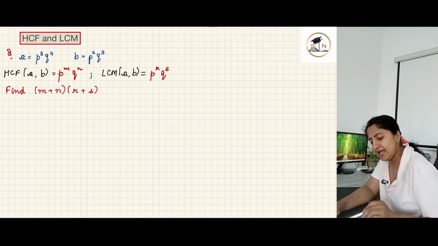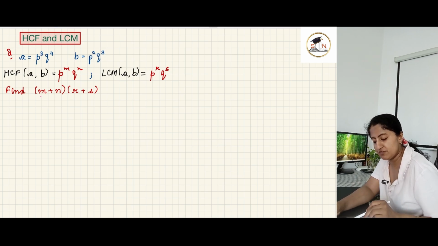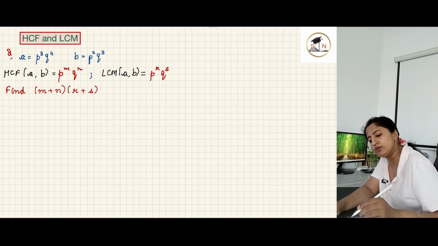We have A as P cube Q4, B as P squared Q cube. Now the question says HCF is P to the power M and Q to the power N. LCM is P to the power R and Q to the power S. We are supposed to find an expression which is M plus N product with R plus S. Now, how do we do this?